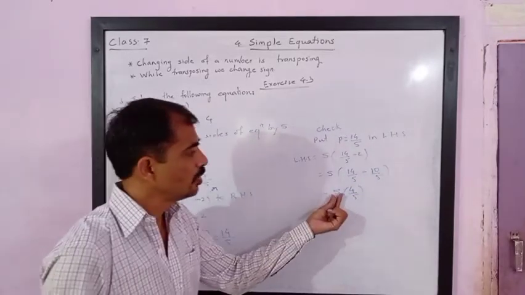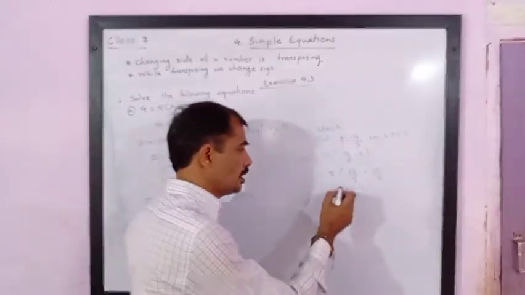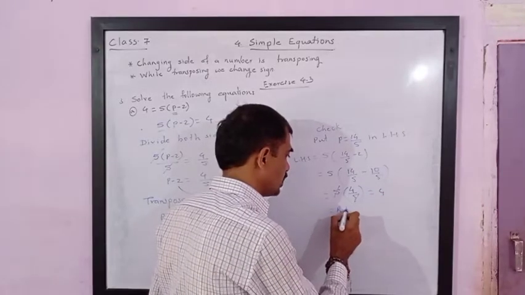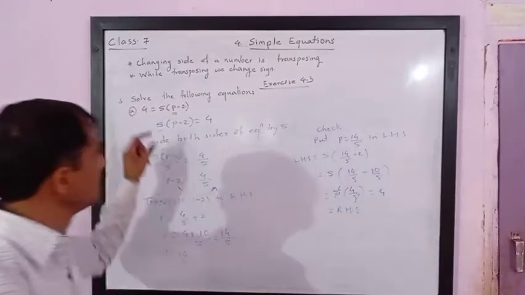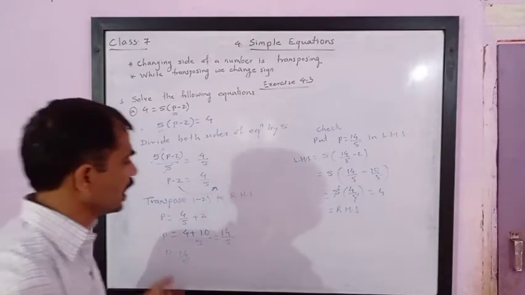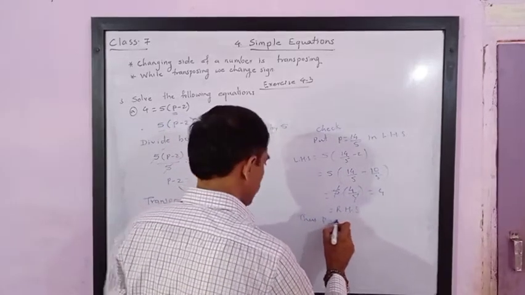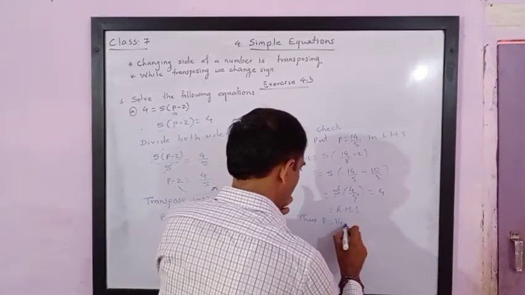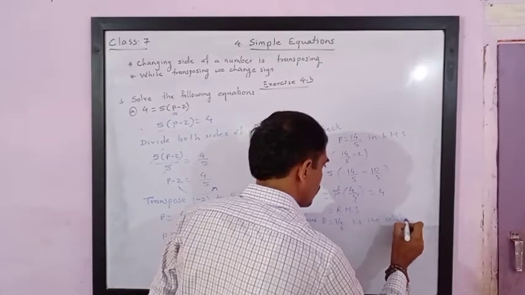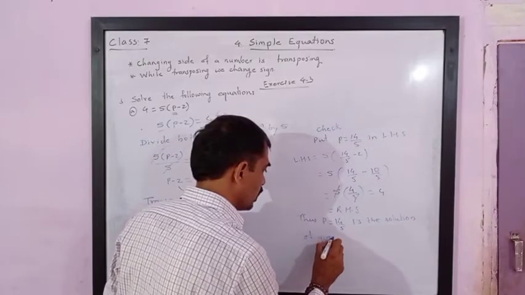Please note, 5 is at the numerator and 5 is at the denominator. So this eliminates each other. Answer is 4. That is equal to RHS. Please try to understand. LHS is equal to RHS. It means our solution is correct. Thus, p is equal to 14 upon 5 is the solution of the given equation.